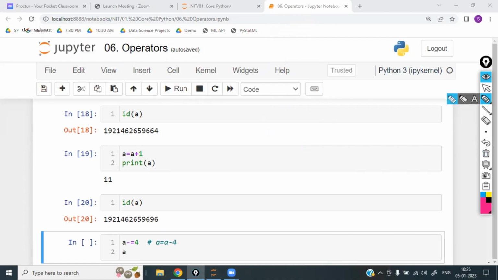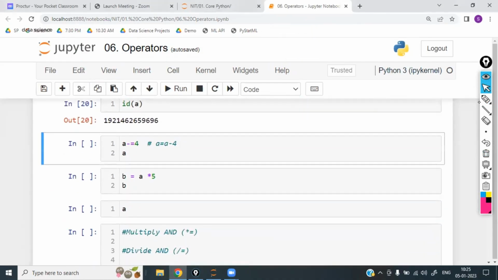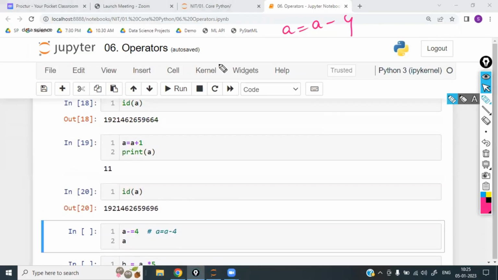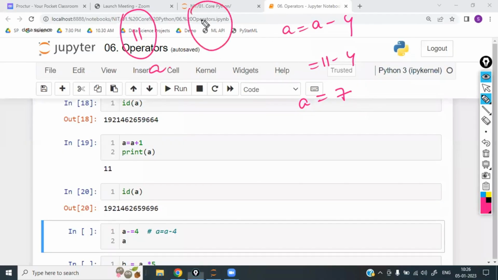Now, A is equal to A minus 4. What is the latest A value? The first A value is 10. After that we got 11. A new object was created with A and the old one was deleted. The latest value of A is 11, so now 11 minus 4. What is the answer? 7. A is equal to 7. Now it will check whether A is already available or not. Yes, already available. Now, do I have to replace or create a new object? Since it is an int object, it is going to create a new object of 7 with A and the old one will be erased.